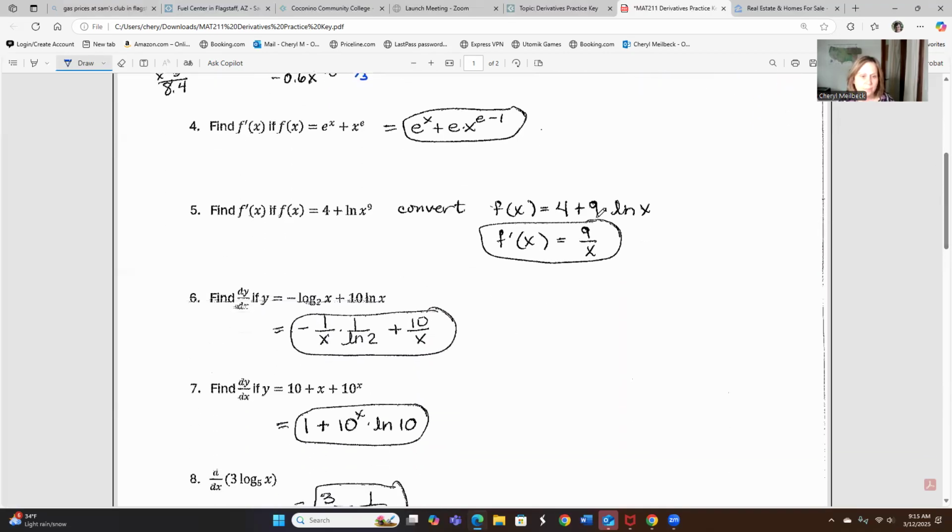Moving on. Here, the derivative of e to the x is simply e to the x.